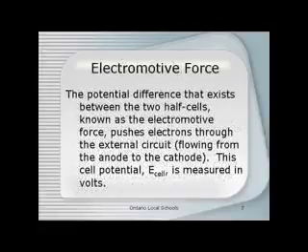The beginning part of this podcast is going to be very heavy with terms that we haven't used before. So the next one has to do with electromotive force and the potential difference that exists between the two half cells, known as the electromotive force, pushes electrons through the external circuit flowing from the anode to the cathode. This cell potential, E sub cell, is measured in volts. So when you hear of something like an outlet, typically in America is 110 or 120 volts, it's a measure of the potential difference that exists in that outlet, and that is a measure of electromotive force.